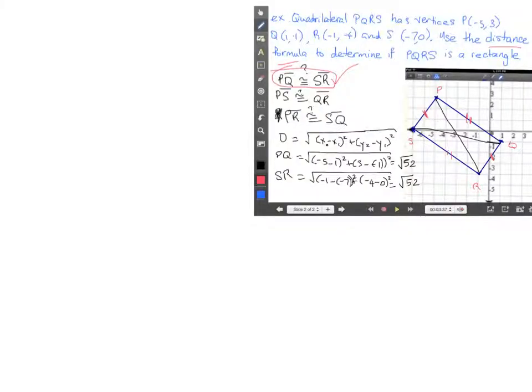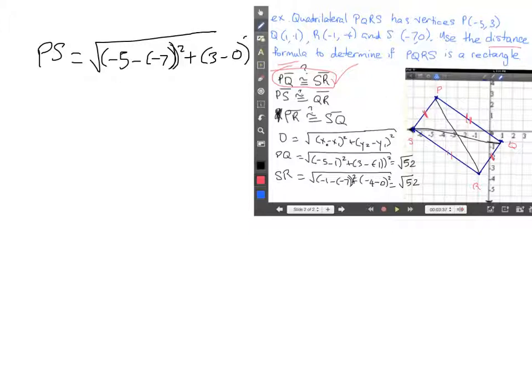All right, so we already tested to see that PQ and SR are congruent, and they are in fact congruent. So now we're ready to check to see if PS and QR are congruent. So PS is equal to the square root of -5 minus -7 squared plus 3 minus 0 squared. And again, I'm assuming that you already know how to use the distance formula, and you should get that PS is equal to the square root of 13.